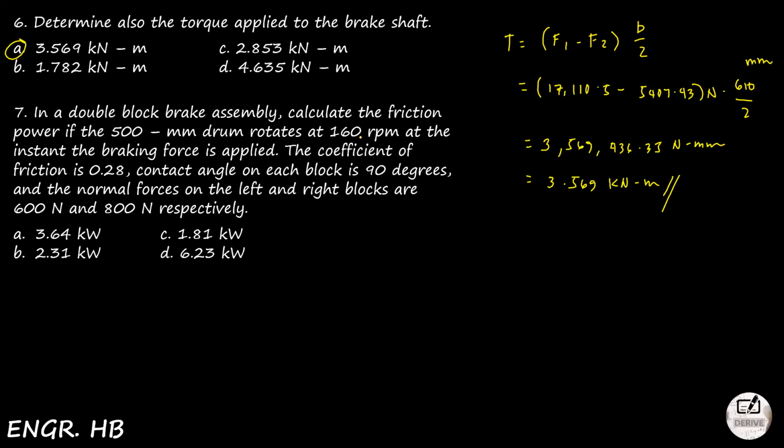So hindi ko na i-drawing yung pinaka-assembly. So tingin ko pwede na yung drum diameter tsaka yung two pairs of the normal force and the frictional force. So dito, left, syempre may normal force dyan. And of course, may kumukontrang friction, FL. At dito naman may normal force right at may kumukontrang right frictional force. And of course, we have this drum diameter at sabi 500 mm.